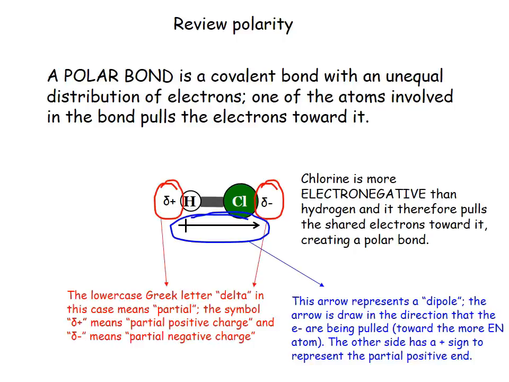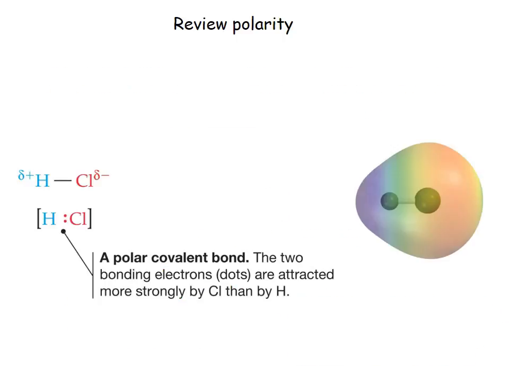This is a lowercase letter, a lowercase delta, a Greek letter, and in this case it means partial. So the delta plus means partial positive charge, and the delta minus is a partial negative charge. Now we have another representation of hydrogen chloride which comes from your book, which I know is not nearly as cool as the one I drew on the previous slide, but that's okay.